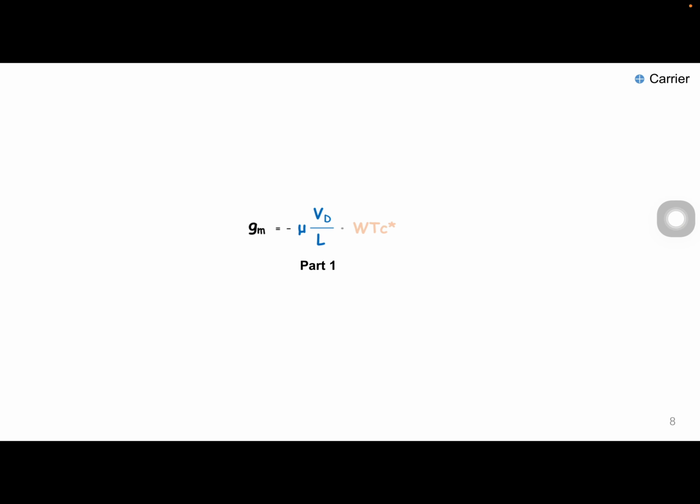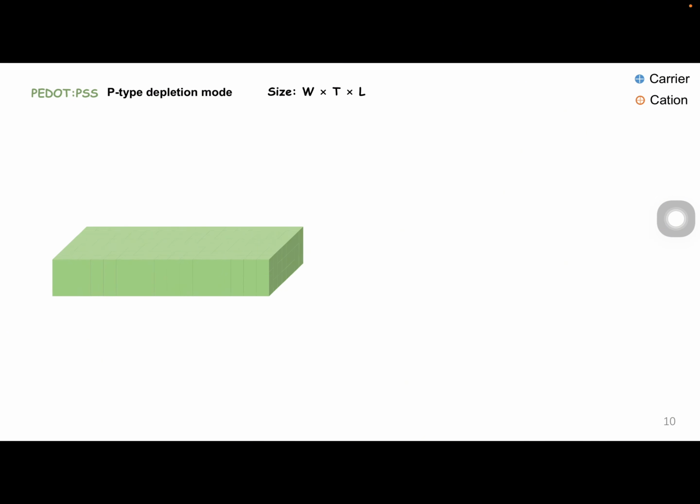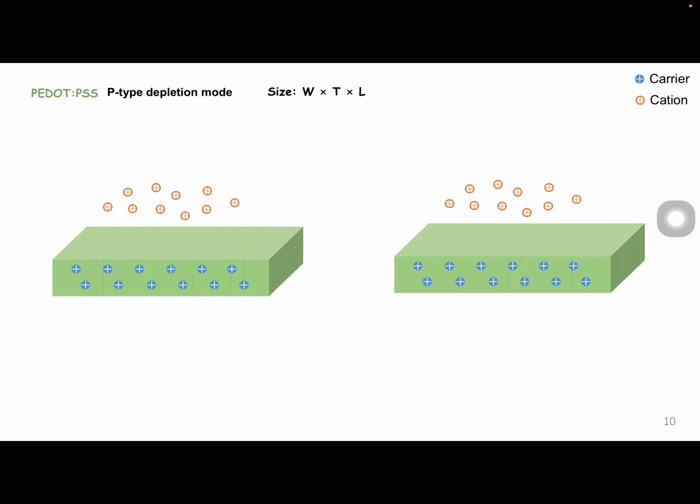Now, let's move to part 2. In a semiconductor, there are carriers in it, and cations in the electrolyte. If we apply Vg, cations will be injected into the semiconductor, reducing the same amount of carriers. That is to say, ion injection equals carriers reduced.